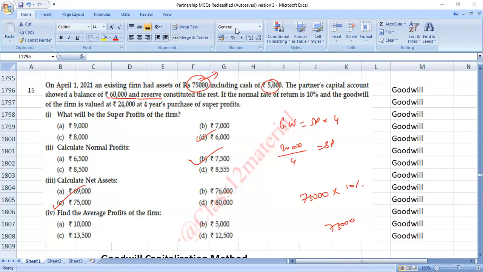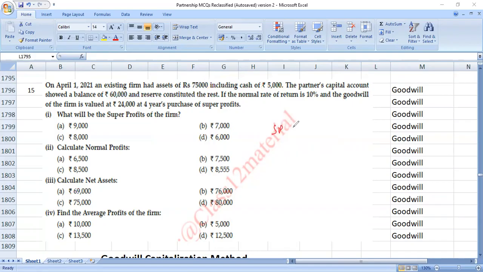you have to work backwards. Super profit is equal to 6,000 that we just found out. Average profit minus normal profit is equal to super profit. Average profit is not known, so average profit is super profit plus normal profit. Super profit 6,000, normal profit we just found out to be 7,500. So average profit is 13,500.